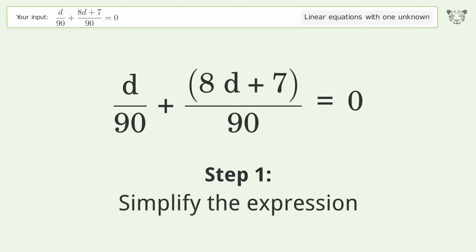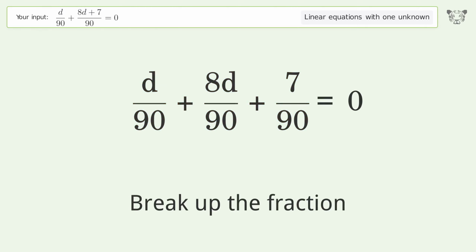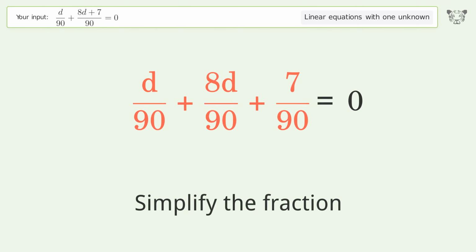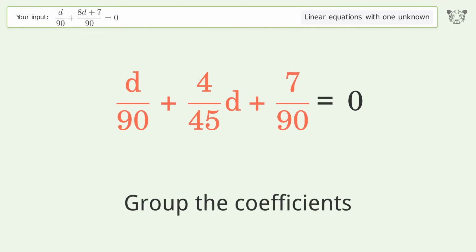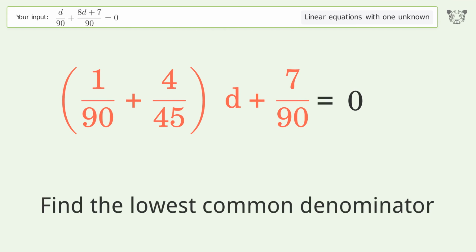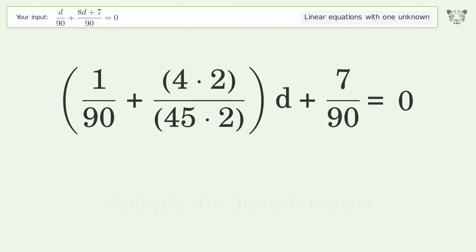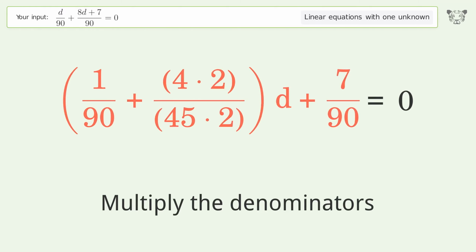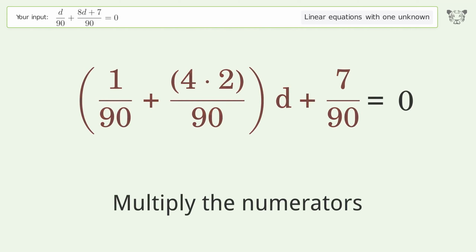Simplify the expression. Break up the fraction. Simplify the fraction. Group the coefficients. Find the lowest common denominator. Multiply the denominators. Multiply the numerators.